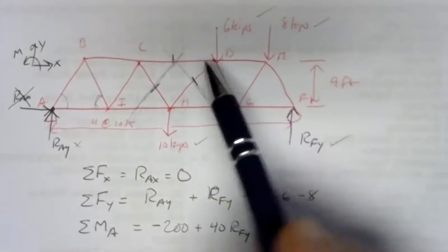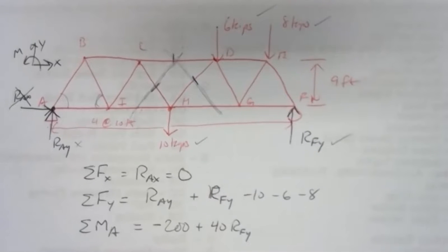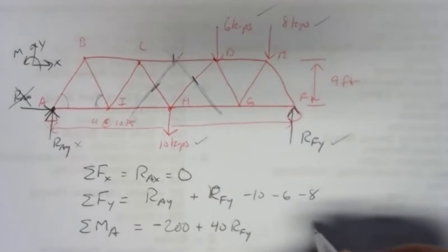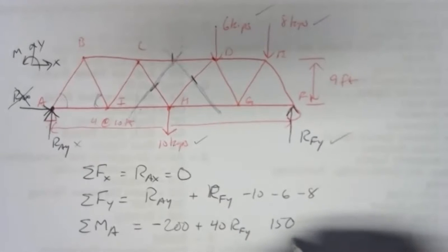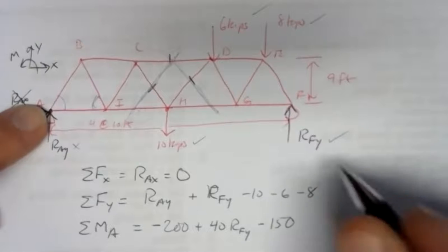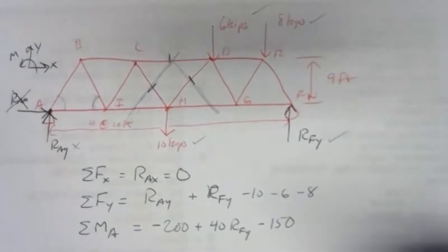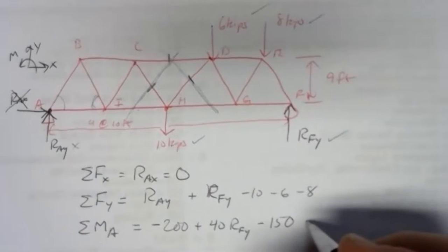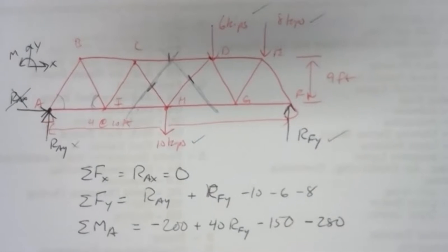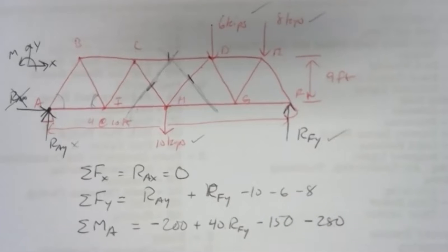That means that the 6 kip force is 10, 20, 25 feet away. So it's 25 times 6, that would be 150. Pushing down, pinned at A, clockwise, so negative. And then the 8 kip force is 10, 20, 30, 35 feet away. So we'll have 35 times 8, that's 70 times 4, 280. So minus 280. So there we've got our 4 terms in our moment equation.